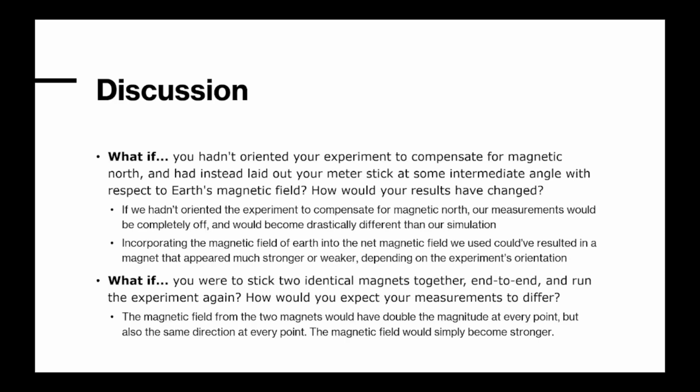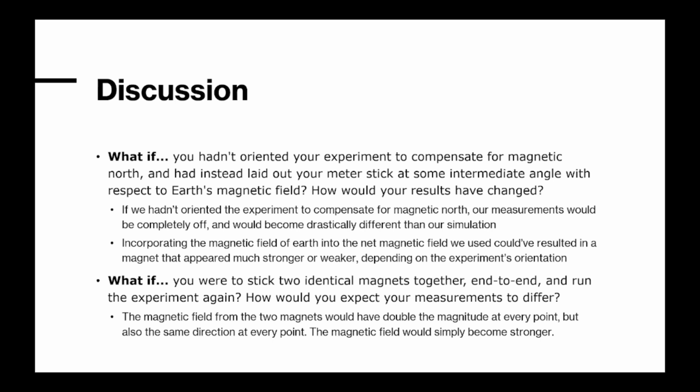So some discussion questions we had were: if we hadn't oriented the experiment to compensate for magnetic north, what would change? If we hadn't oriented to compensate for magnetic north, we would have seen that the measurements would be completely off, and that would result in drastically different outcomes in our simulation versus our experiment. And also, incorporating the magnetic field of Earth into that net magnetic field because we didn't compensate for it would result in a magnet that appears much stronger or weaker depending on the way we orient everything.